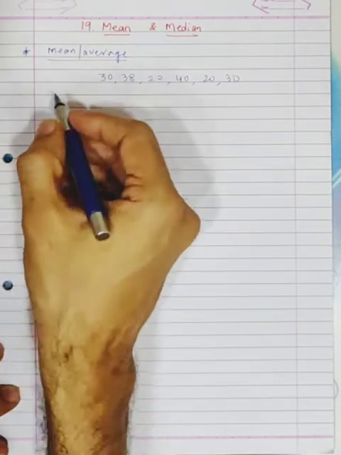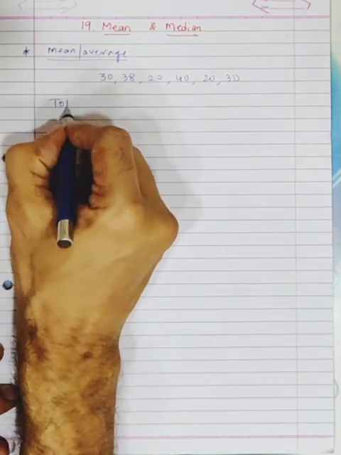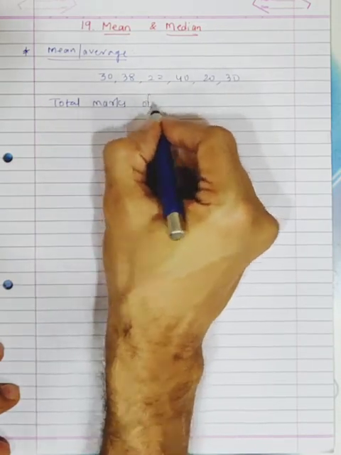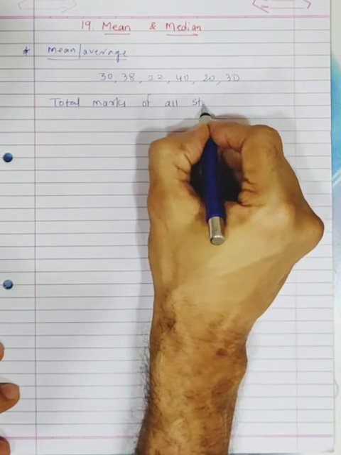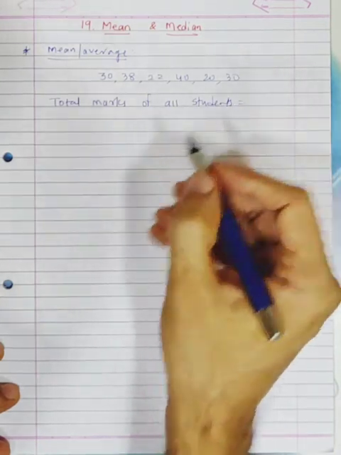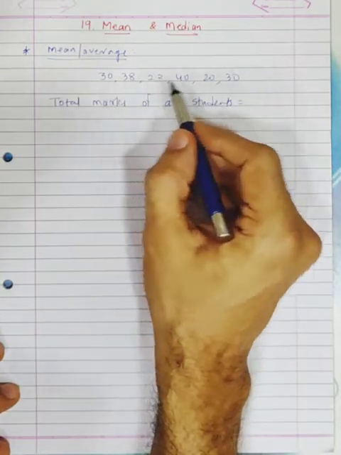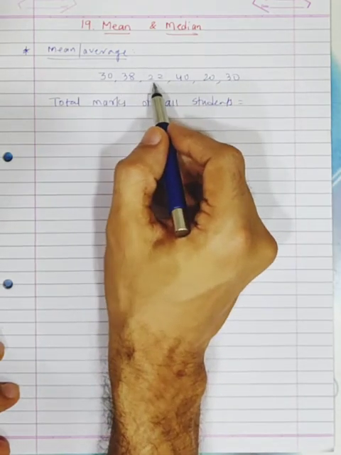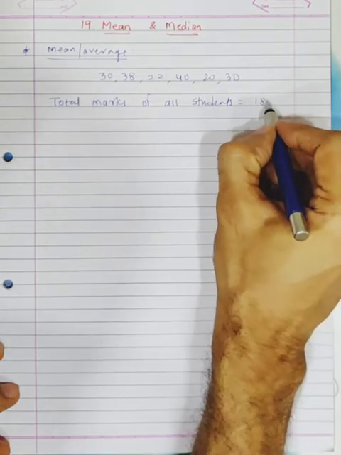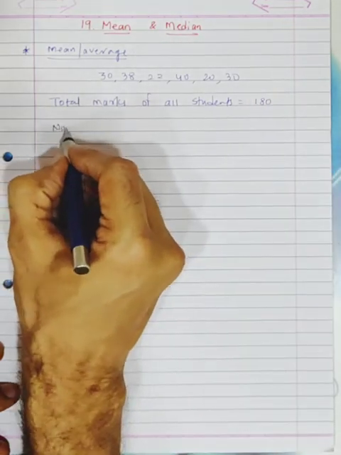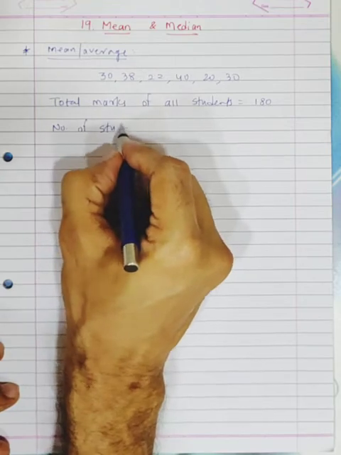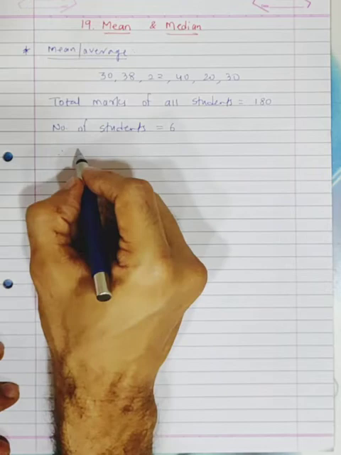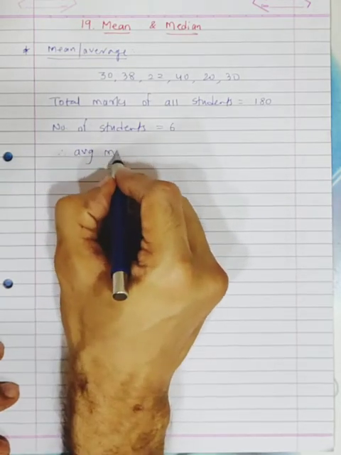Okay. Now, what is the total marks of all the students? Total marks of all students is equal to how much? You have to add up all of them. So we'll get 30, 60, 100, 120, 150, 170, 180. Okay. What are the number of students out here? The number of students here is equal to how much? 6. We already counted. So therefore, what will be your average marks?